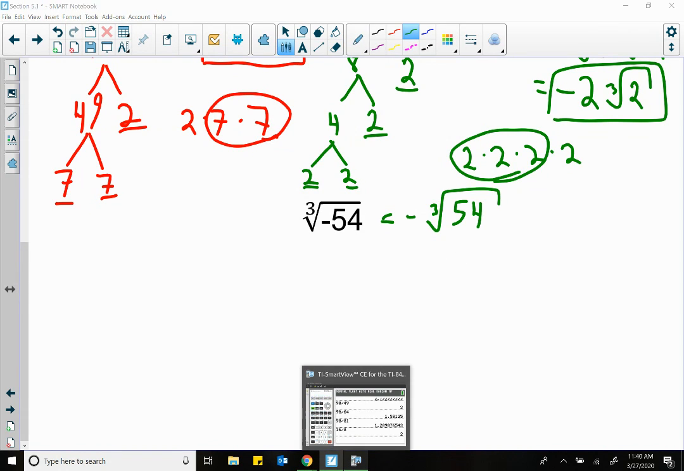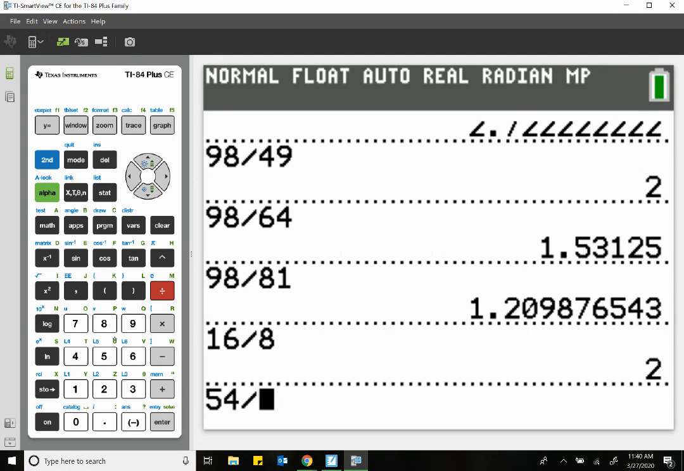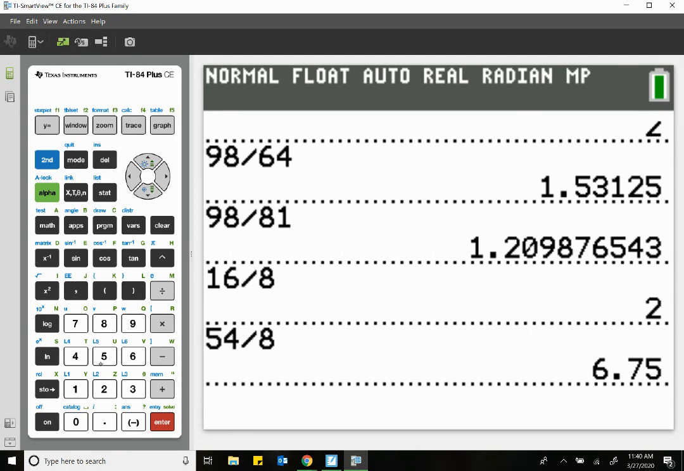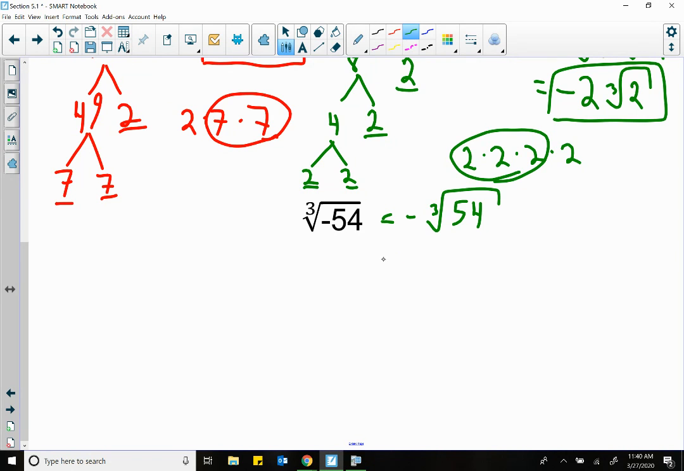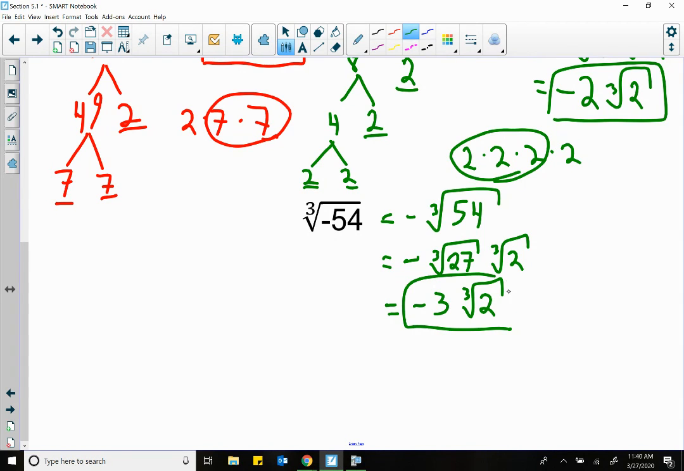So if I go in here, 54 divided by 8, did that work? Nope. 54 divided by 27, did that work? Yep. So we know that this guy breaks up into the cube root of 27 and the cube root of 2. What's the cube root of 27? That is 3. Cube root of 2 stays. And there you go.